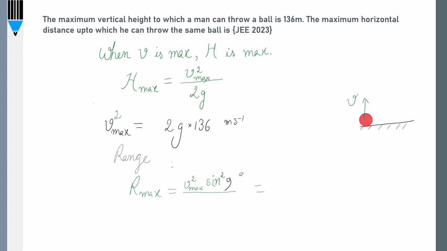So here we have the formula as Vmax square into sin 2 times 45 degree, which is nothing but sin 90 degree, upon g. Once we plug in the value of Vmax from the previous equation, we have 2g into 136 upon g. This is simple stuff: multiply 136 into 2 to get 272 meters. This is quite simple, actually. JEE Mains is an easier question on kinematics.